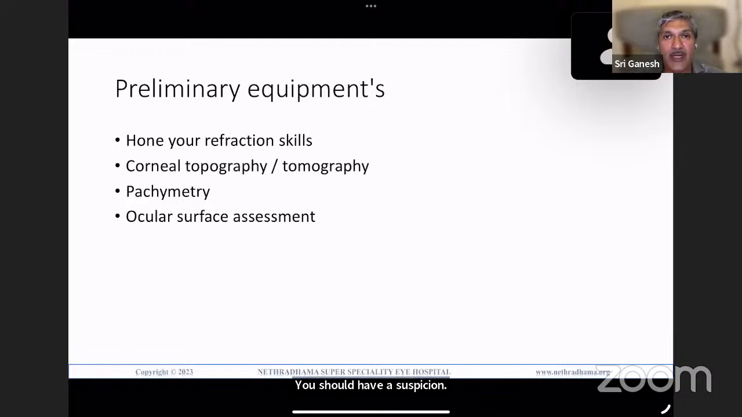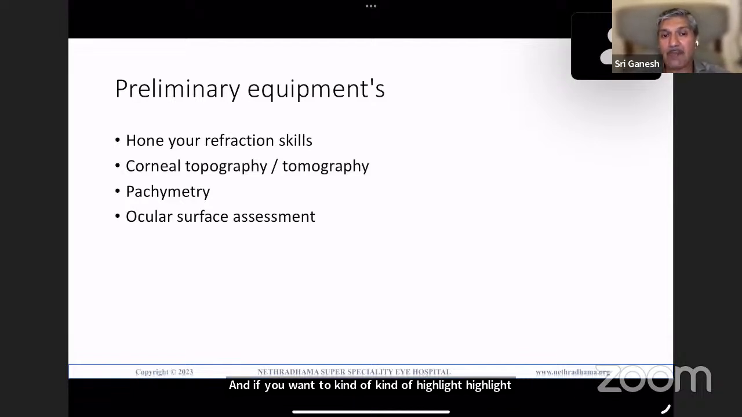With topography, if you have inferior steepening, skew, steep corneas, these are all conditions where you should be suspicious. Many of the devices have a lot of indices, so you can learn how to interpret them. We started off without tomography, with just topography devices, Placido based reflector graphs, which basically gave us anterior surface curvature maps. And if you want to highlight an area, you can easily use a tangential map.